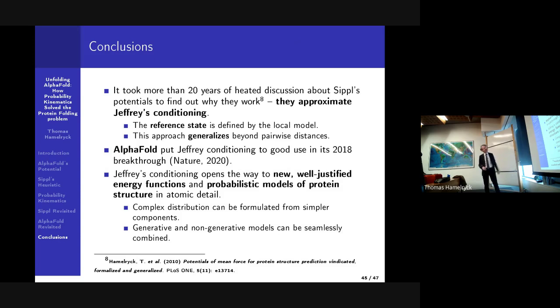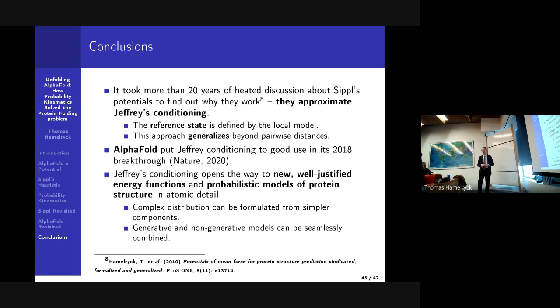So these are the conclusions. It took more than 20 years of heated discussion about these potentials. Now we know why they work. They approximate Jeffrey's conditioning. They approximate probability kinematics. So the reference state is defined by your local model, typically angles in the case of proteins, and then pairwise distances for the non-local interaction, but it generalizes to all kinds of other properties, and we have actually done work on that.